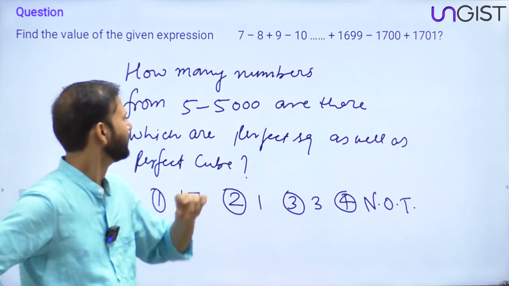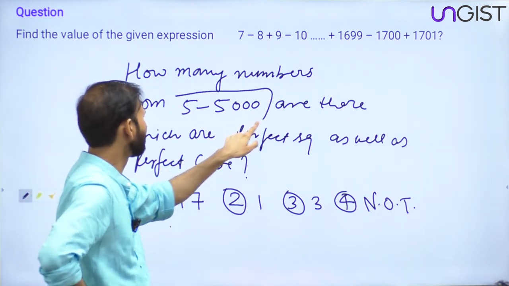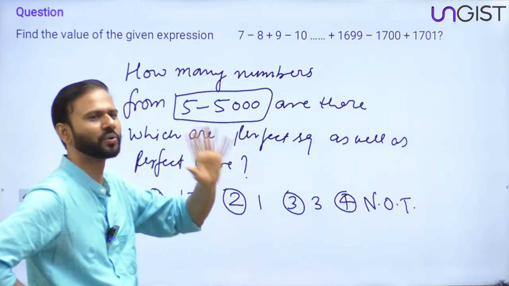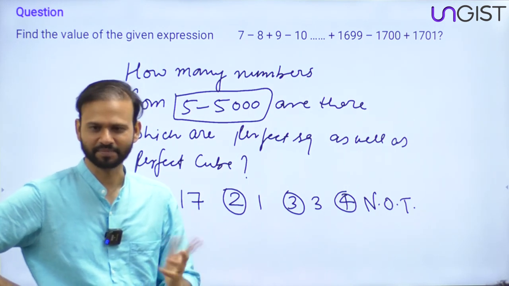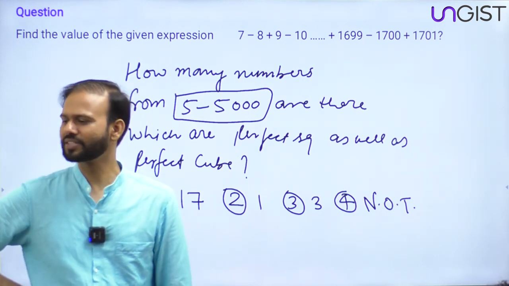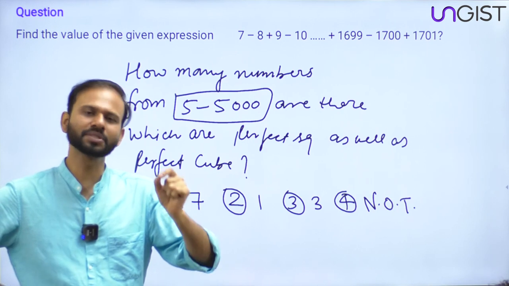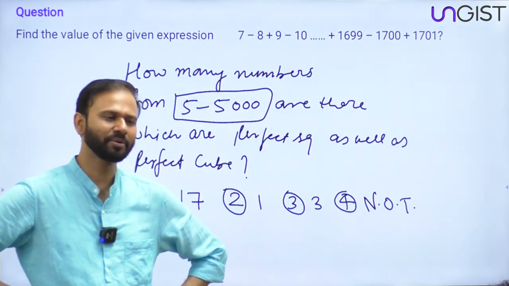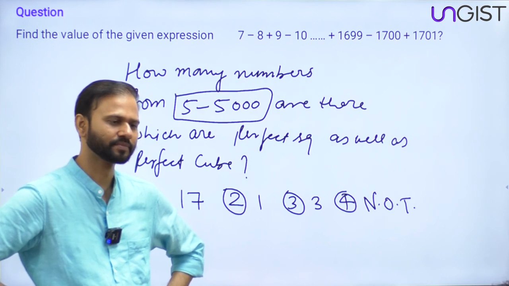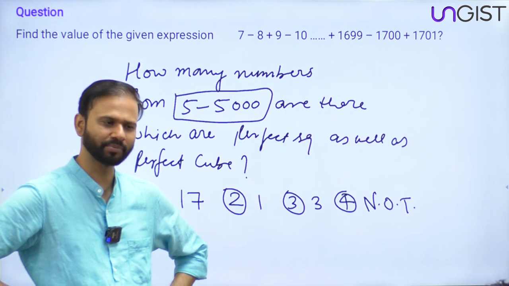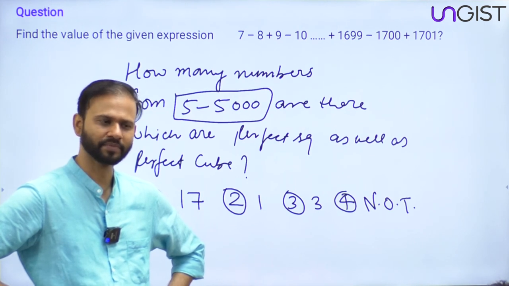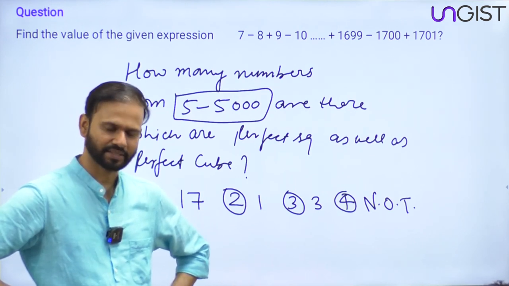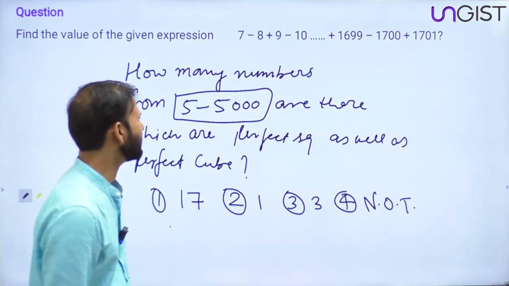See, your range is 5 to 5000. So don't say 1. Yes, all of you. Can you tell me any one number which is perfect square and perfect cube at the same time? 125? 125 is not a perfect square. 729. Yes.